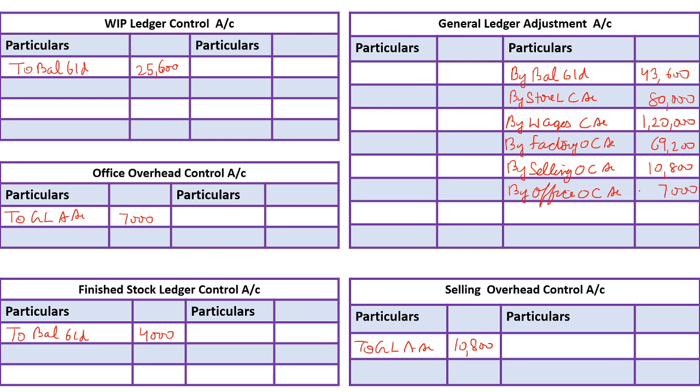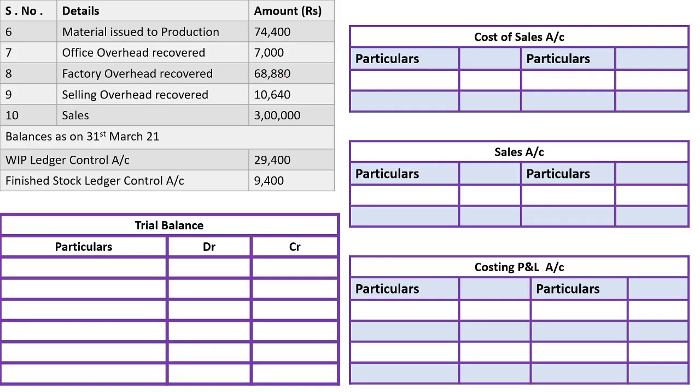7,000 rupees. So these are the transactions that are related with payment of expenses or overheads, and our entry is expenses or overhead control account debit to general ledger adjustment account. Our next transaction is transfer or recovery of overheads. Next, our sixth transaction is material issued to production.